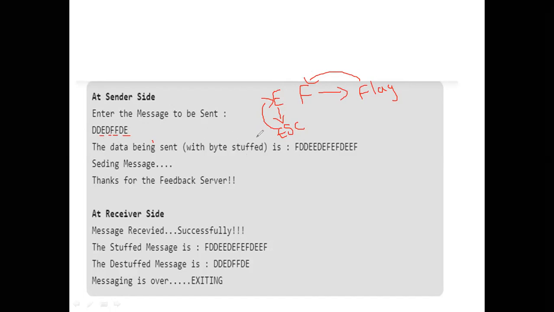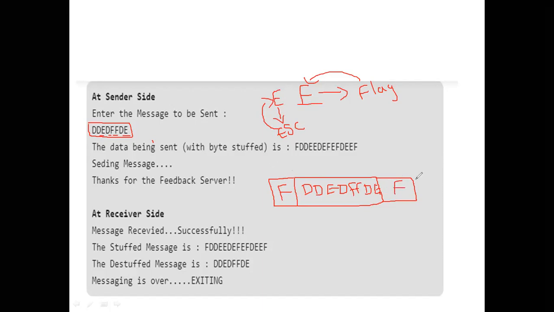So each and every frame, see, this is the frame. In this frame, what data is there? D, D, E, D, F, F, D, E. This is the payload data. Before the payload and after the payload we have to insert the flag. So what is the flag? F. And here also one more flag, that is F.